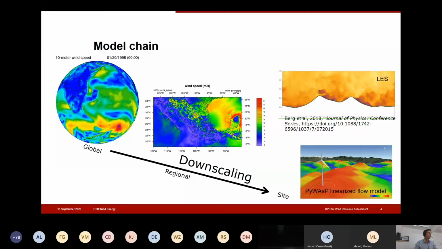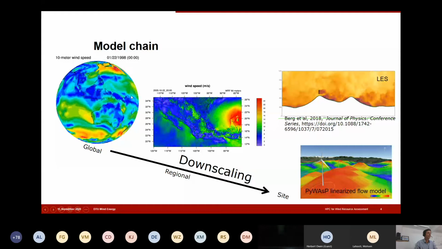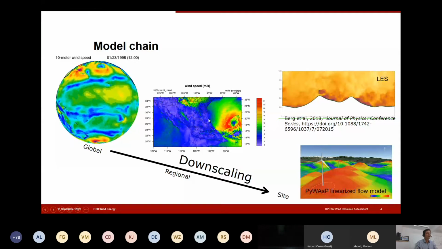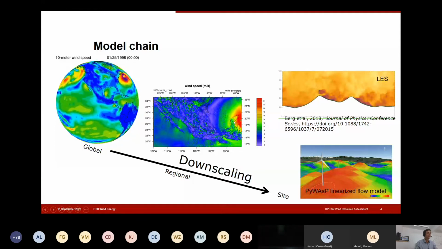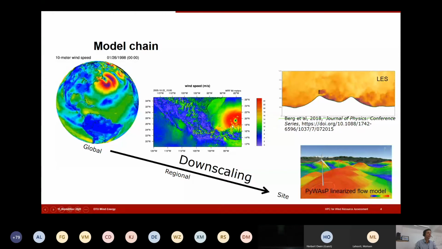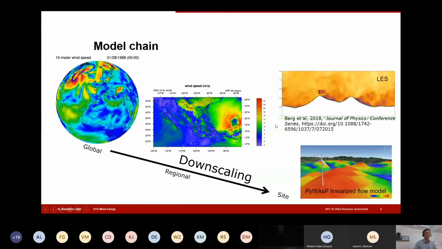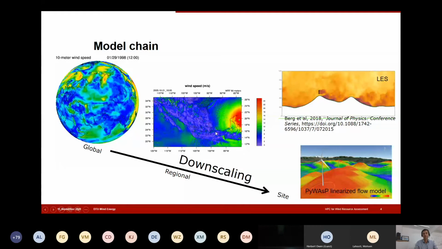So what we need to do is this downscaling, this arrow, where the first step after going from the reanalysis data is to this mesoscale modeling. Here we see Mexico and the Gulf of Mexico, and actually a hurricane in development moving across here, this red area is high wind speeds. So this is the regional with the mesoscale modeling. And then this isn't high enough resolution to do an accurate wind resource assessment.